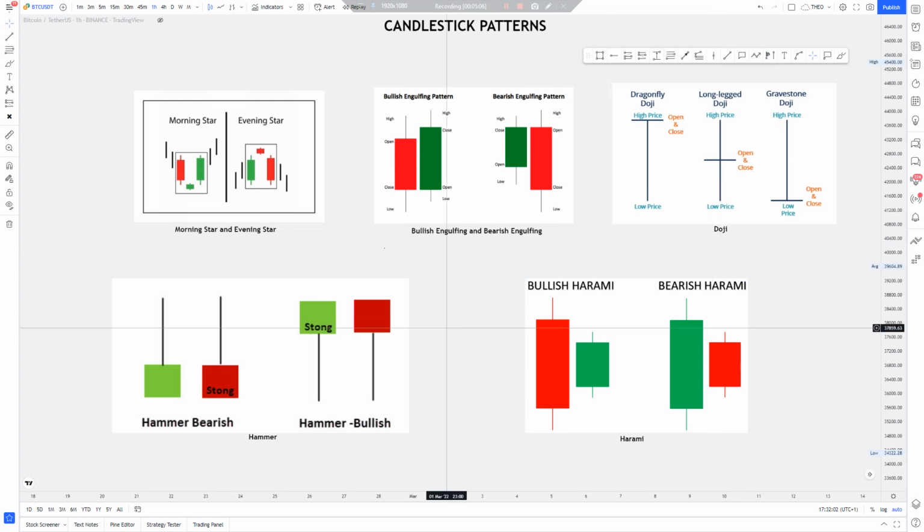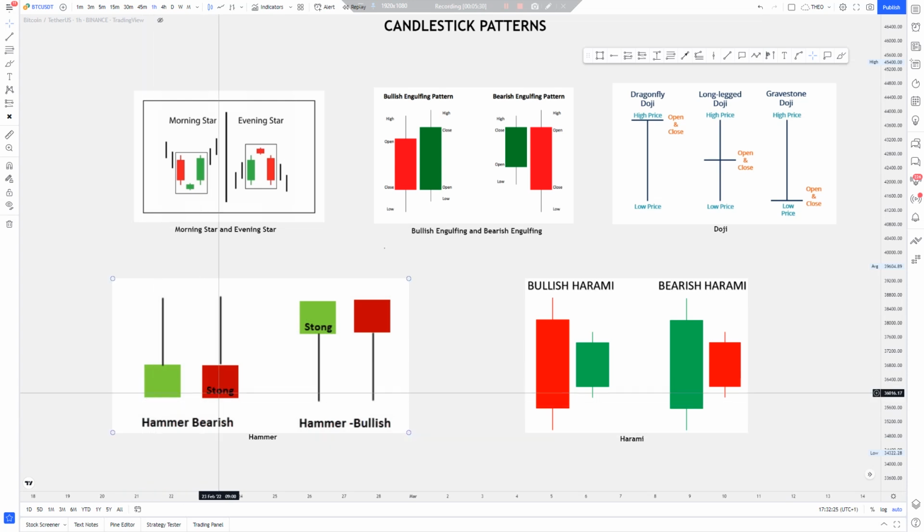Now, let's go to the next one, which is the hammer. From the name, it looks like a hammer when you look at it: a long body and a head, the same way a hammer is in real life. And the hammer candlestick pattern is viewed as a bullish or bearish type of reversal candlestick.